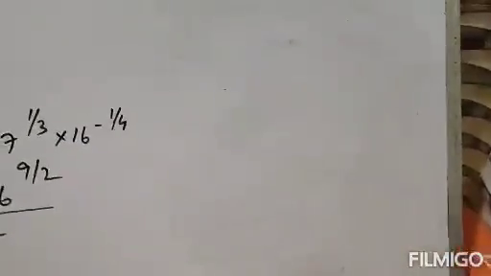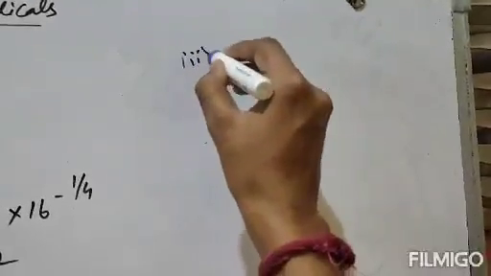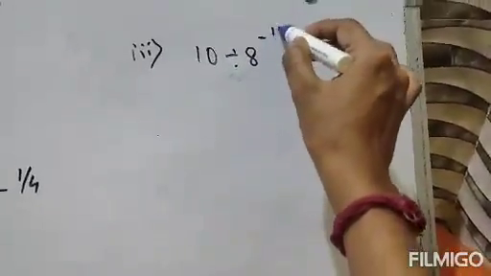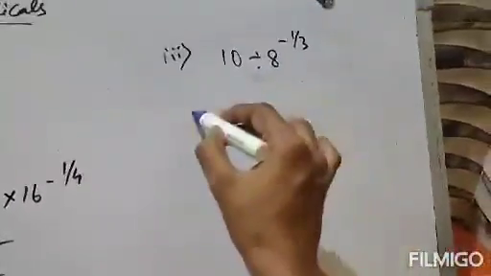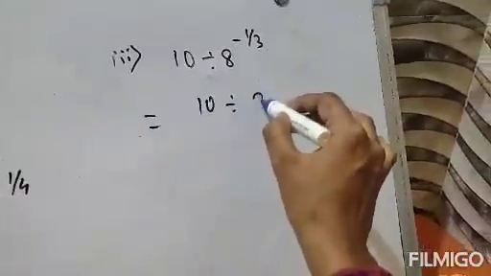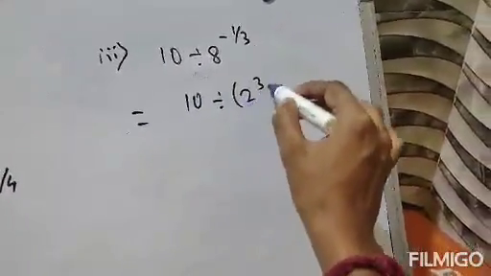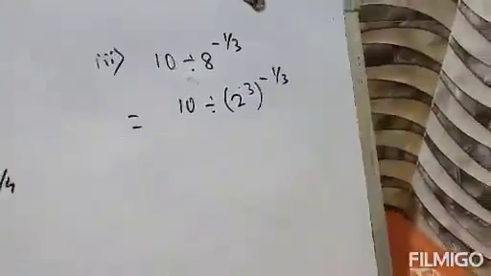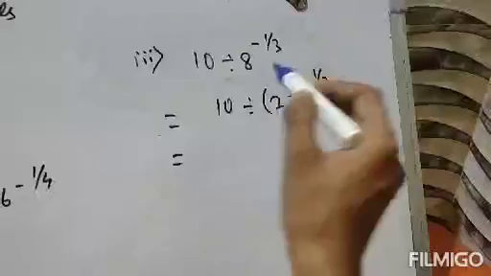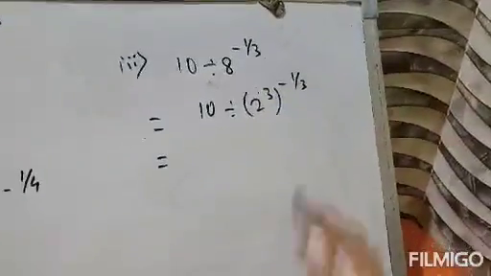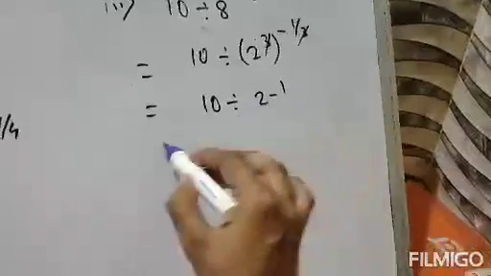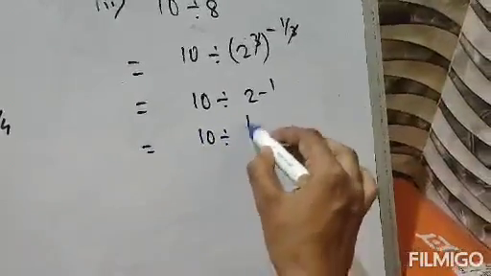Next, question number 3. Question number 3 is 10 division 8 to the power minus 1 by 3. Clear? Now 8 means 2 to the power 3. If you factorize 8, that gives you 2 to the power 3. Now 3 will reduce, that is 10 division 2 to the power minus 1. 2 to the power minus 1 means 1 by 2.